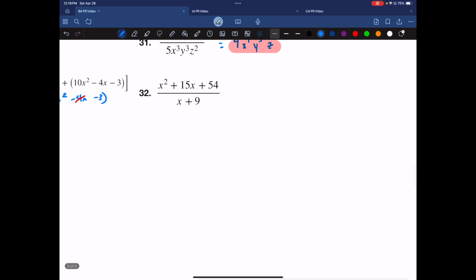All right. On 32, we're dividing. If you do it by long division, it's going to be x plus 9. X squared plus 15x. That's 54. Okay, focus on getting rid of that first term. X times what is x squared? Well, it's just going to be x. And it's going to be x squared plus 9x.